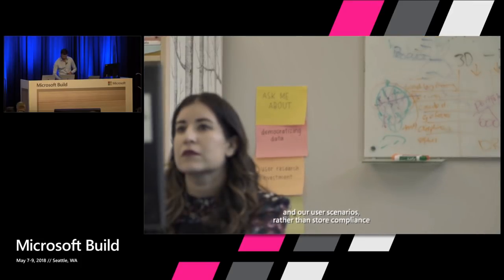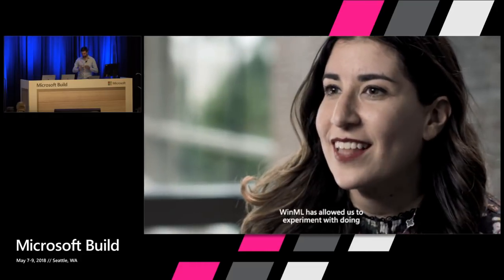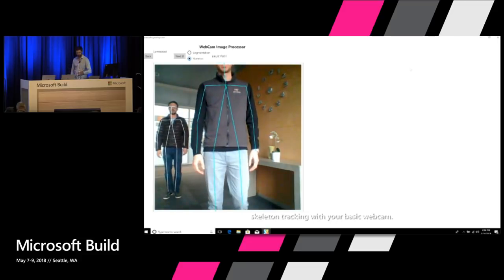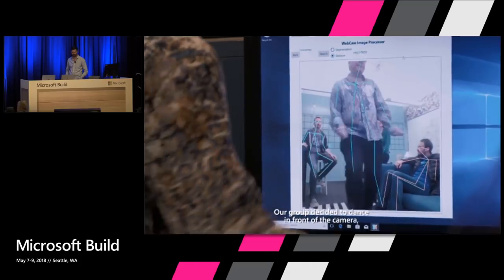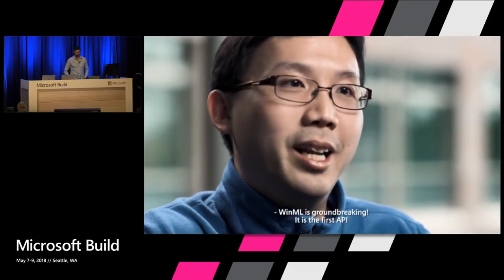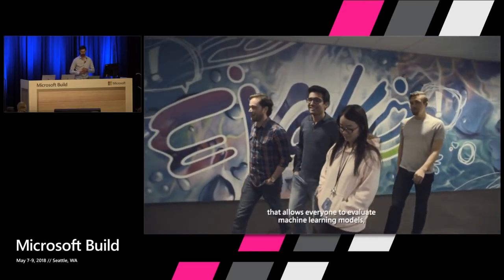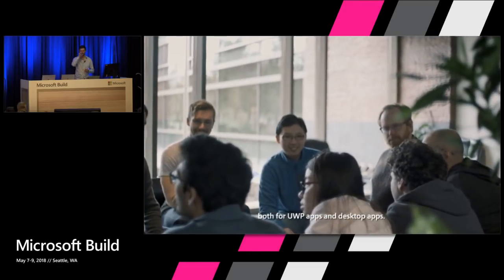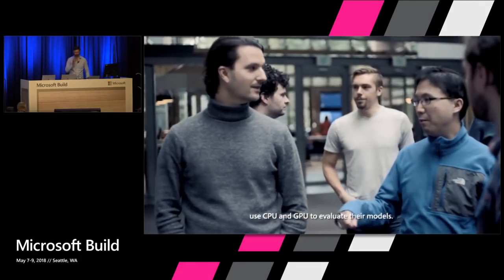We were able to focus on our data, our models, and our user scenarios, rather than store compliance and how to run across hardware. WinML has allowed us to experiment with doing skeleton tracking with your basic webcam. Our group decided to dance in front of the camera, and we're able to track joints and movements. WinML is groundbreaking. It is the first API that allows everyone to evaluate machine learning models, both for UWP apps and desktop apps. It's also accessible to all developers. It allows developers to seamlessly use CPU and GPU to evaluate their models.